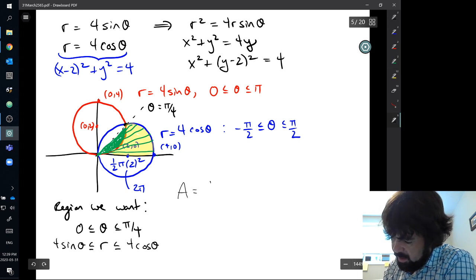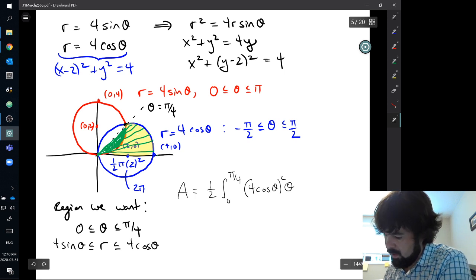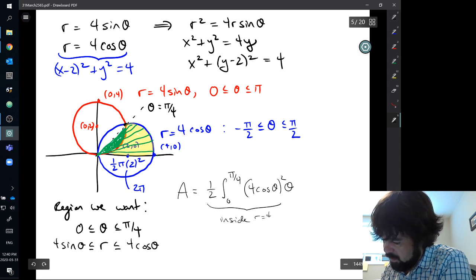It's going to be 1/2 the integral from 0 to pi over 4 of r squared. And now I'm doing the outer circle. So it's 4 cos theta squared d theta. So that's inside r equals 4 cos theta.